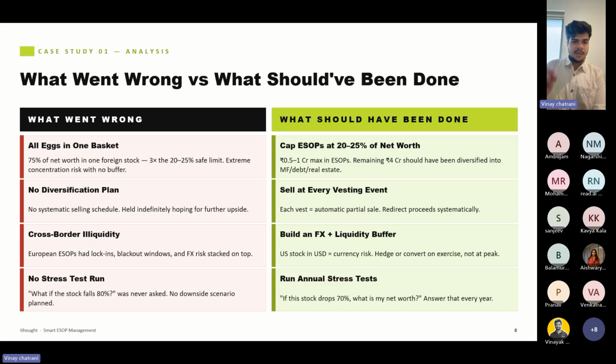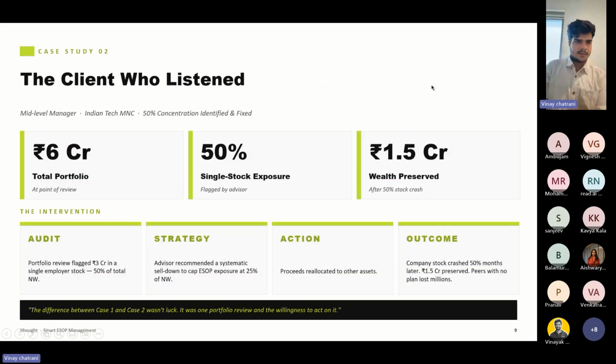Next is building a foreign exchange and liquidity buffer. Since I showed you the taxation, you should have gotten the question: okay, I get the shares, but I don't get any money in hand. So you need to make sure there is some cash flow ready to pay those taxes as well, because you'll be holding the shares in paper form. You don't have actual real money to pay it off. That is one big thing where you need to be ready. And you should run stress tests on your ESOP exposure, as I discussed before. I'll go to the next slide.